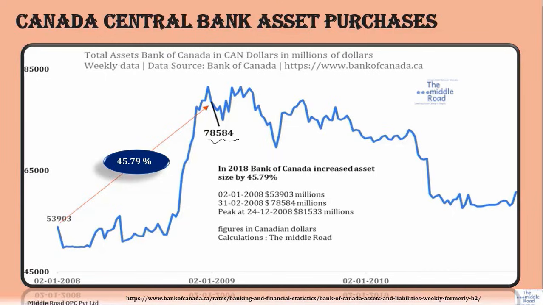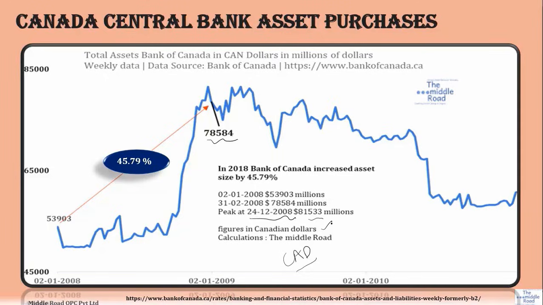This gives you a very good idea. And I looked at the graph and I looked at the peak. The peak was on 24/12/2008, which is about $81.53 billion. This part is in Canadian dollars. It's mentioned here. And if you see how the balance sheet had come up, and then over a period of time as the economy grew, the balance sheet was cut down.